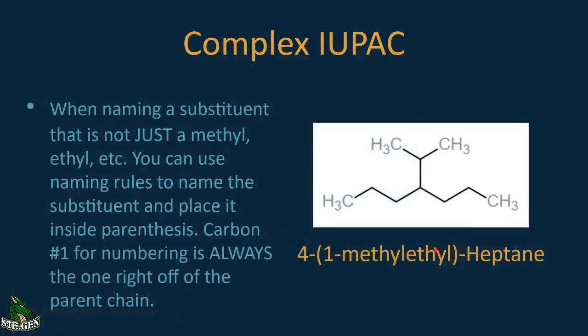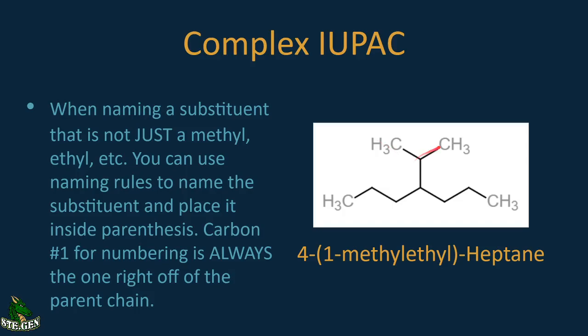Now, the other, more complex rule that may only come up once or twice in this chapter and in future chapters is that when you name a substituent that isn't just a methyl or an ethyl or an alcohol group, you can basically use the naming rules and name the substituent inside parentheses. So in this case, we have 1, 2, 3, 4, 5, 6, 7 carbons. And then on position, since it's symmetrical from both sides, on position 4, there is, well, it's not an ethyl. It's 2 carbons this way, but it's 3 total carbons.